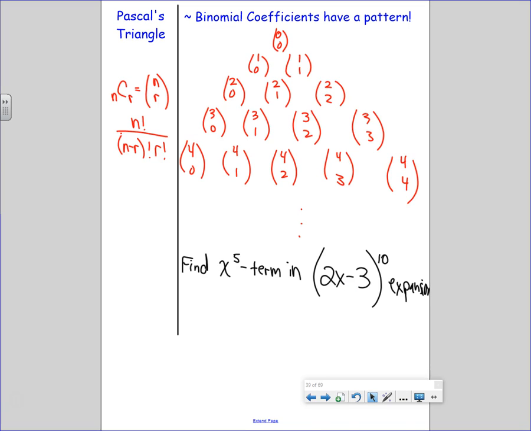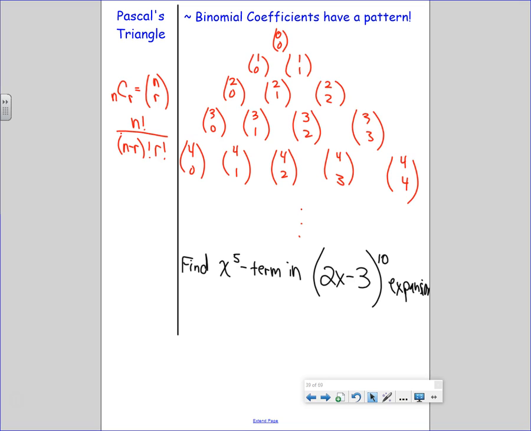What if that was the question, which is actually like some of your homework problems in this section? What would you do? All right, I have to do Pascal's triangle all the way down to the 10th power, which is going to be the 10th row. Well, technically the 11th row, where I have a 10.